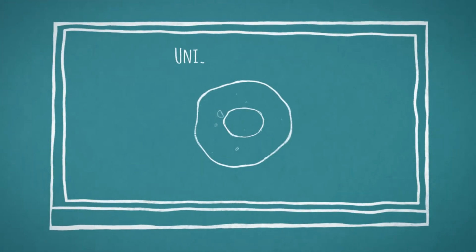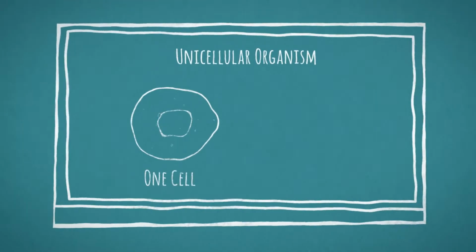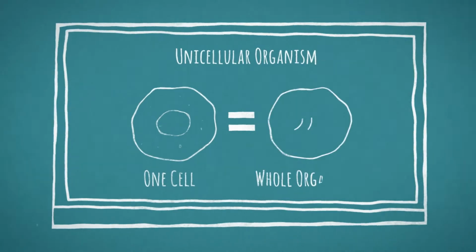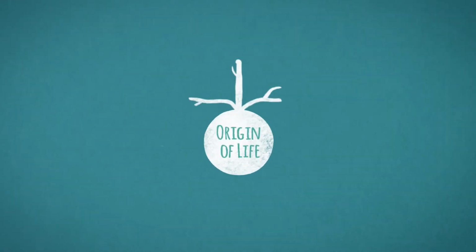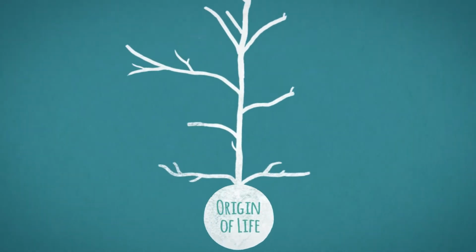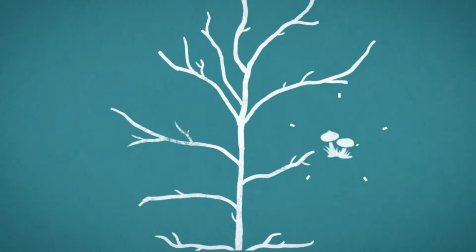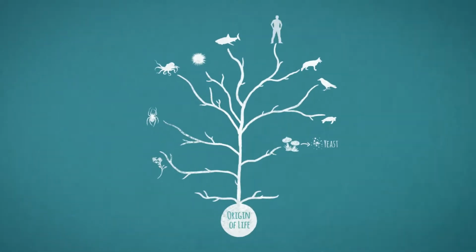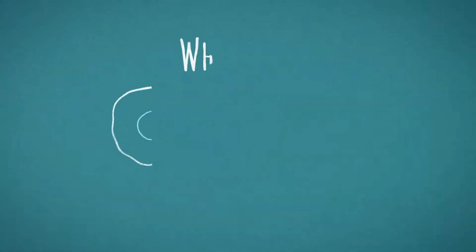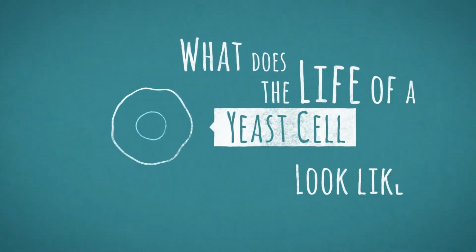Baker's yeast is a unicellular organism, meaning one cell is the whole organism. Many genes that extend lifespan in yeast also do so in worms, flies, and mice. So yeast aging, measured in one cell, is a model for aging of organisms much larger than yeast. What does the life of a yeast cell look like?